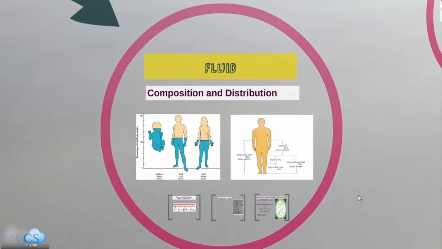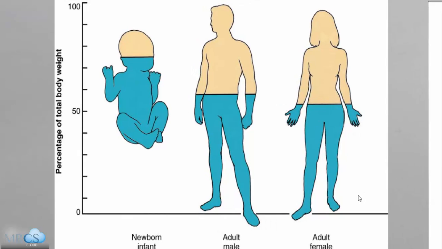The fluid composition and distribution. You know, there is a difference between male and female in the percentage of total body weight that fluid represents. It is 60% in the male adult and 50% in the female, because the female body contains more fat.